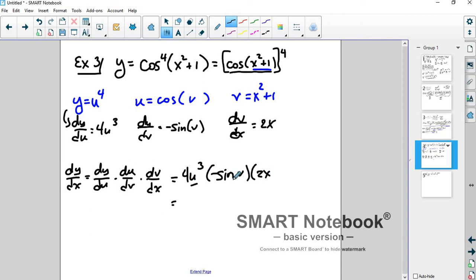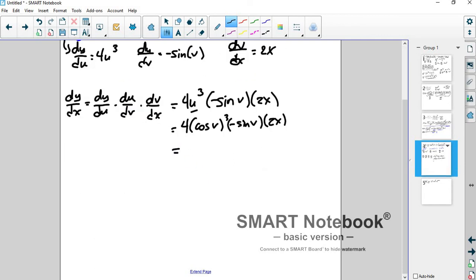Now I need to replace u and v, so u is cosine of v cubed, and then I have negative sine of v still. I'll do one replacement at a time, 2x. And so I get 4 cosine of x squared plus 1 times negative sine of x squared plus 1 times 2x. You could just leave it like that.